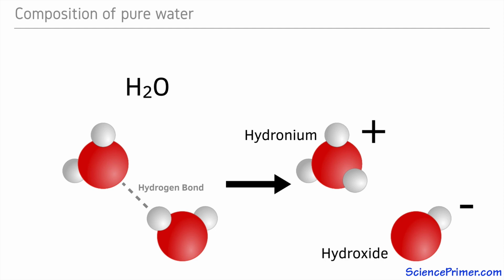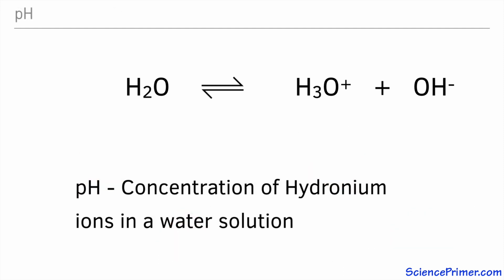These ions exist in chemical equilibrium with water molecules, so that at any given time some water molecules are splitting into hydronium and hydroxide ions while other hydronium and hydroxide ions are recombining to form water. pH is used to describe the hydronium concentration in a solution of water. This is an important property of a solution because these ions are very reactive, so a change in the hydronium ion concentration of a solution changes how the solution reacts with other compounds and solutions.